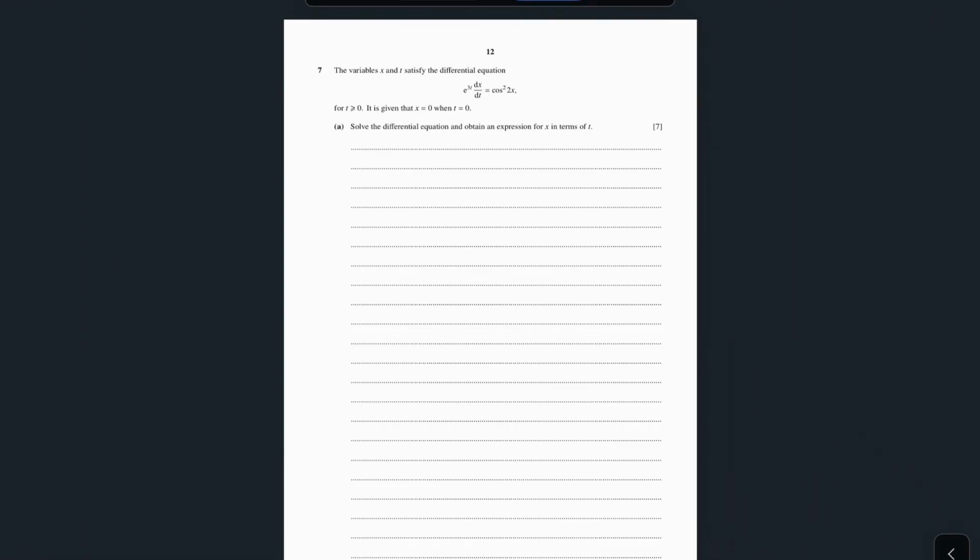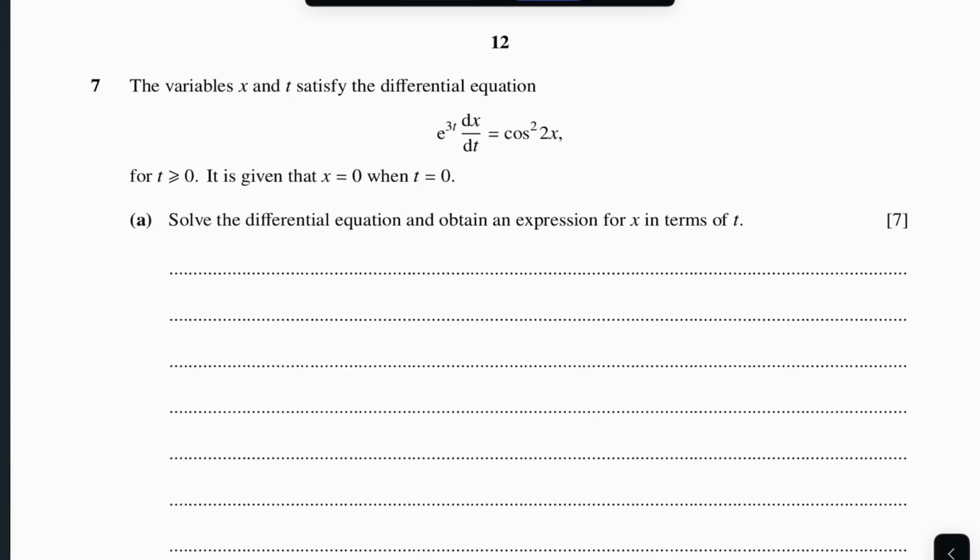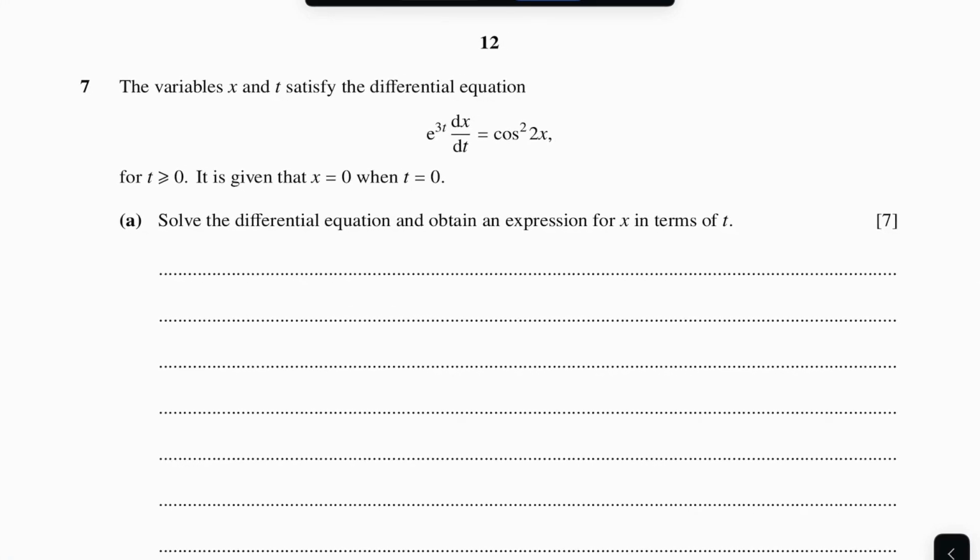Now let's solve question 7 of this paper. So the variables x and t satisfy the following differential equation, and t is greater than or equal to 0 for all values. Now it is further given to us that x is equal to 0 when t is equal to 0. This we will use later. Let's do this step by step.